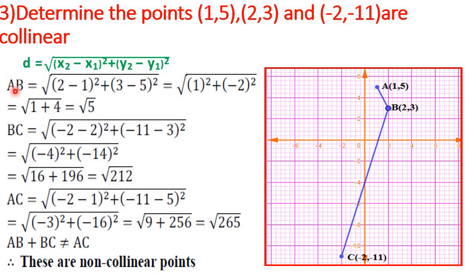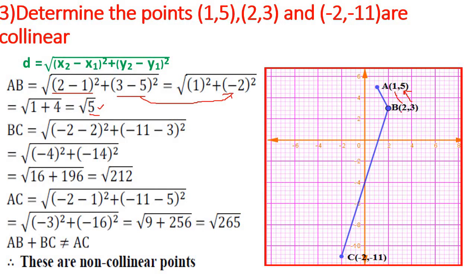Okay, first let us find out the length of AB. So the length of AB is the square root of (2 minus 1) whole square plus (3 minus 5) whole square. 2 minus 1 is 1, square plus 3 minus 5 is minus 2, whole square. Then simplify. 1 square is 1, then minus 2 square is 4. 1 plus 4 is 5, which is root 5, the length of AB.